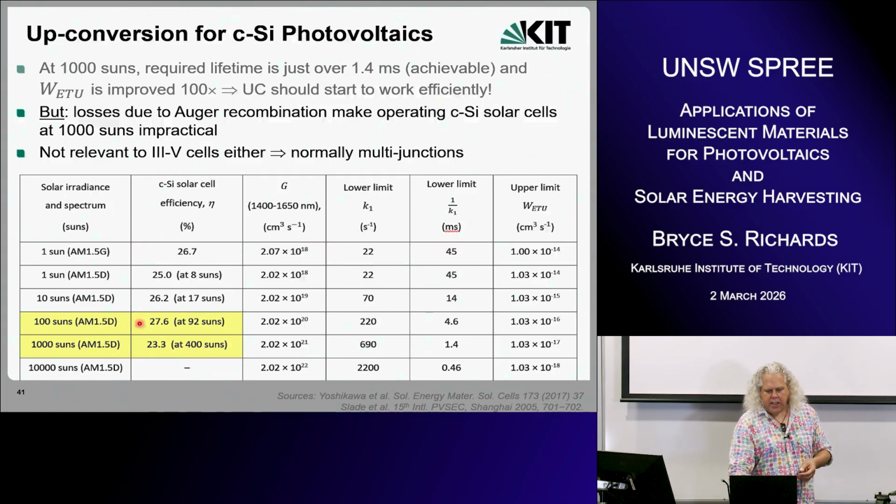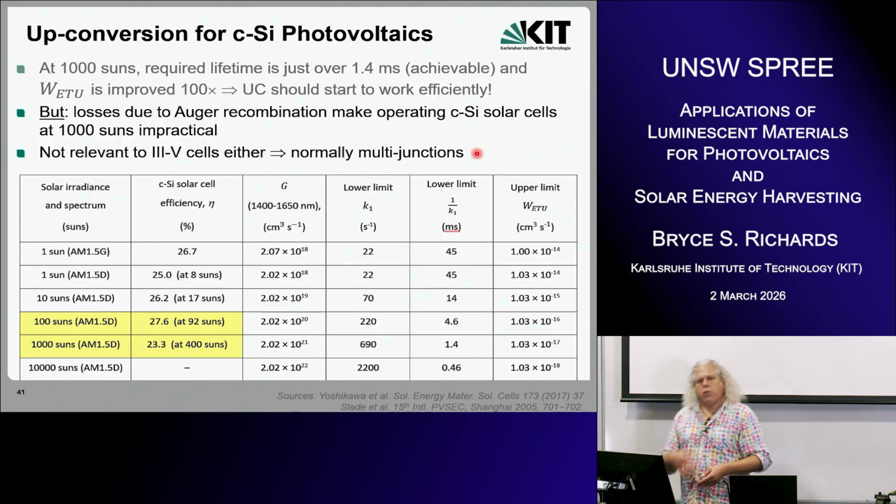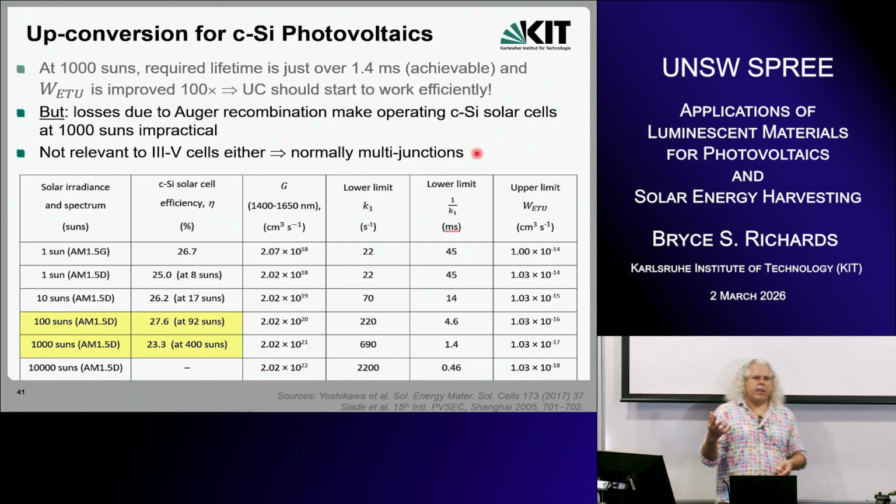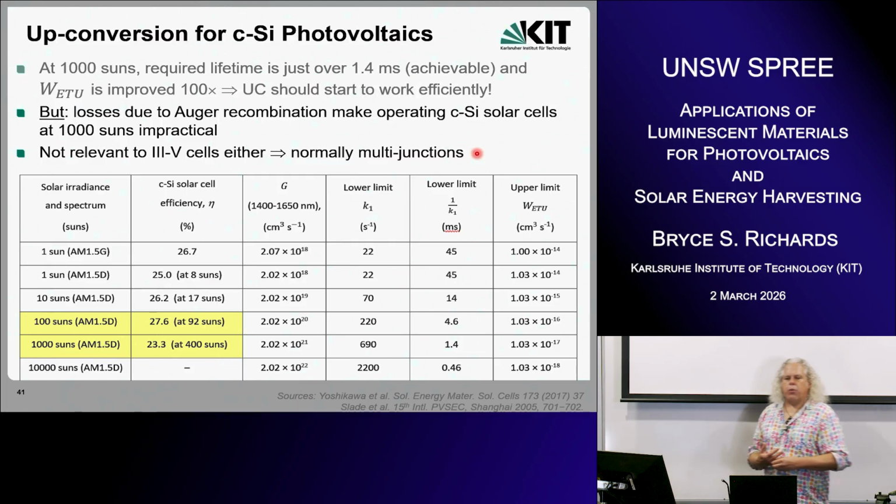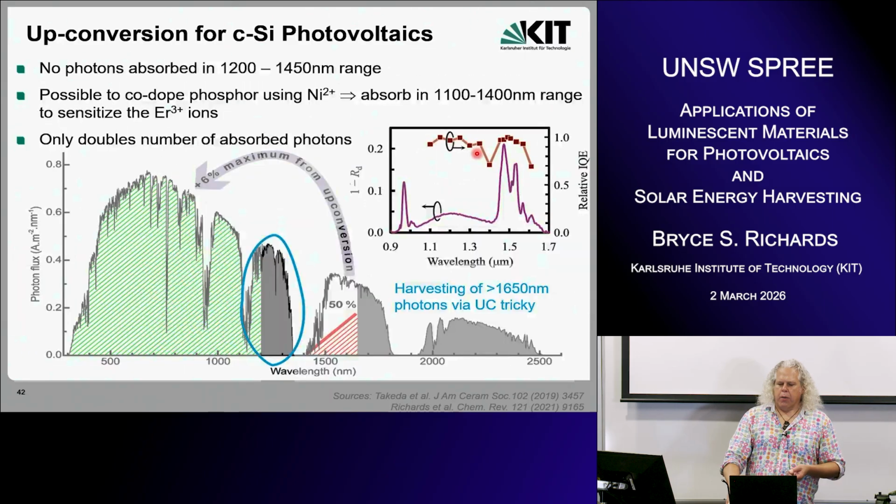Just showing some data here. A 27.6% efficient solar cell made by Amonix at 92 suns, and that's dropping quite a lot by the time you get to 400 suns. So there's no real point starting there. And there's also no point really looking at III-V solar cells either. But why? Because they're typically triple junctions at least. They have germanium or InGaAs layers on the rear, and they already harvest those sub-bandgap photons that we're targeting.